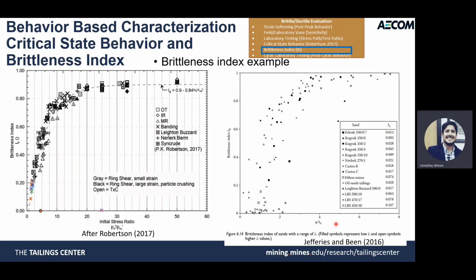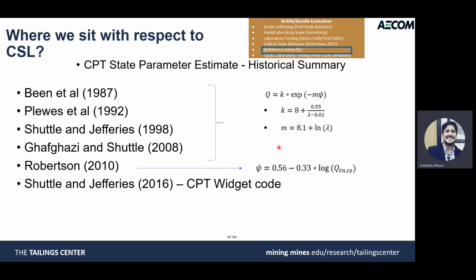Similarly for the state parameter and compressibility. As we increase our state parameter, if we decrease our compressibility, then our brittleness increases. So there is a lot of literature that you can take a look at.